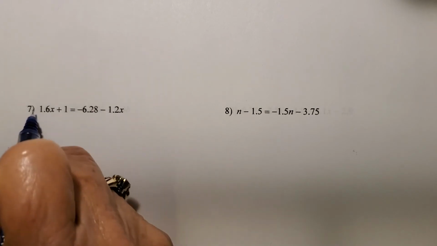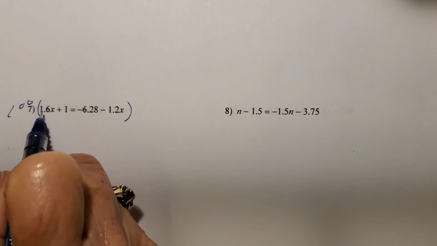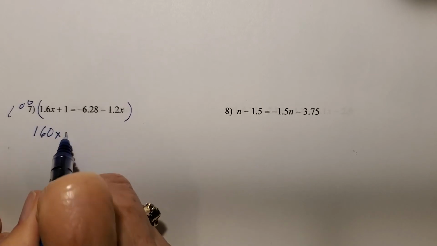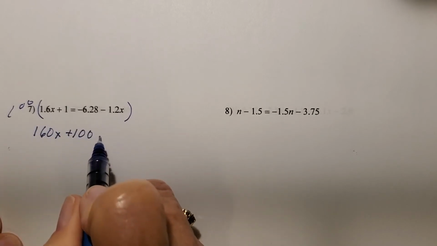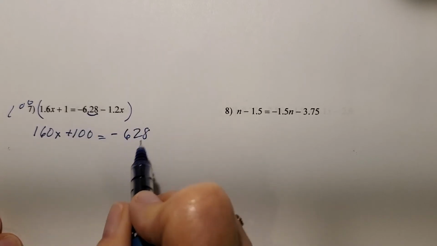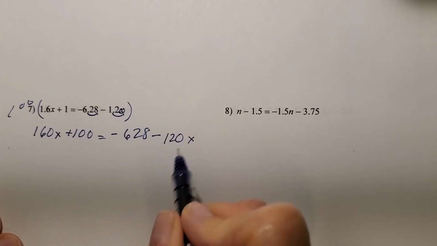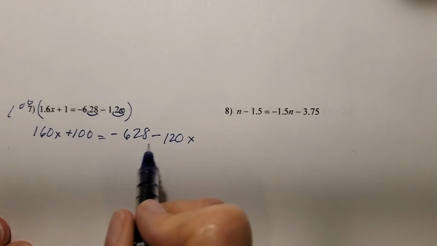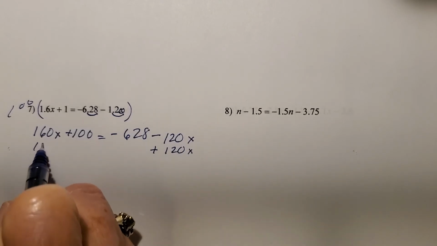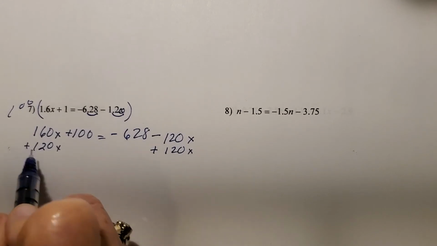All right, 2 places after the decimal is the most, so we have to multiply by 100, so every decimal scoots over 2 places. So we'll have 160x, 100 times 1 is 100. Scoot this over 2 places, we get negative 628. Move this over 2 places, and we get 120x. We have x's on both sides, so we need to get all our x's together. But now we don't have any decimals to deal with, so it's made the problem a little easier to navigate, even though the numbers seem a little large.